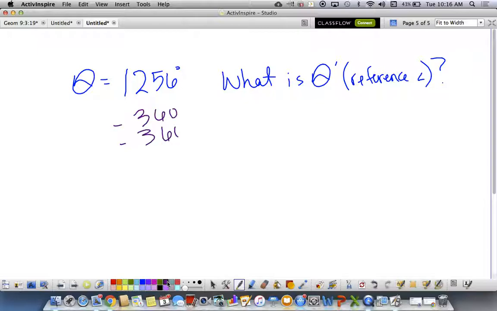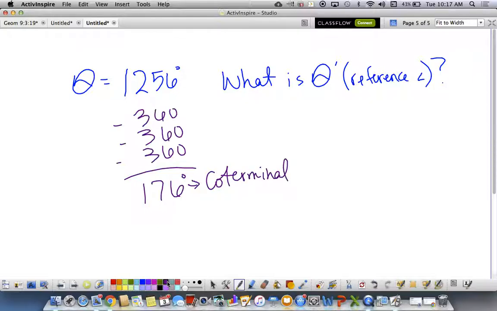And we're going to subtract 360. Probably going to subtract 360 again, three times. You get 176. So which quadrant are you in? I need you to know that 176 is a coterminal angle. That tells me which quadrant we're in. We're in the second quadrant.